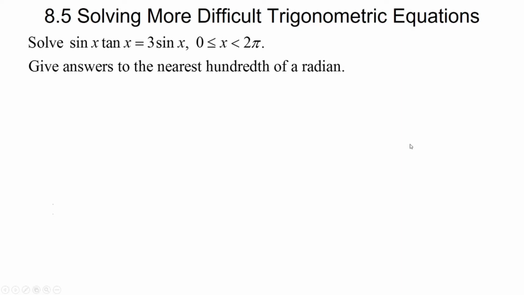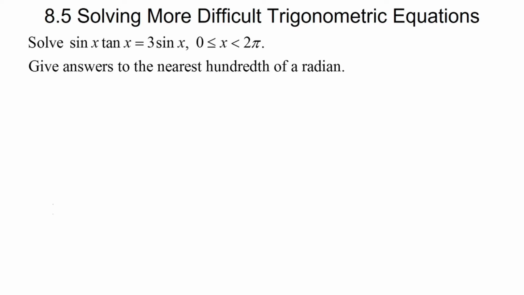All right. Ooh, look at what they're doing here. Solve sine of x times tangent of x equals 3 times sine of x in the half open interval from 0 to 2 pi and give answers to the nearest hundredth of a radian. That tells me we're going to be using some calculator on this one a little bit.